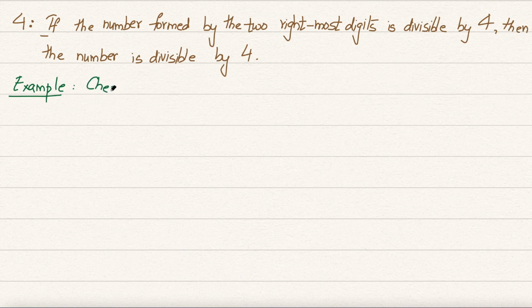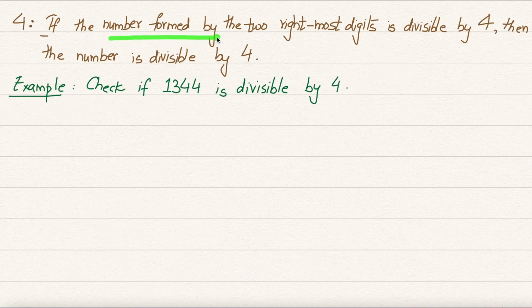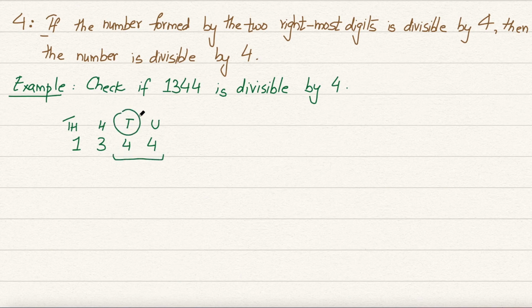Let's check if the number 1344 is divisible by 4. The first thing that you need to do here is to form a number using the two rightmost digits. If you have 1, 3, 4, 4, then this is units, this is tens, this is 100, and this is 1000. Whenever you have such a situation, you always have to form a number using the tens digit and the units digit. These two are the rightmost digits. The number formed using the two rightmost digits is the number 44.